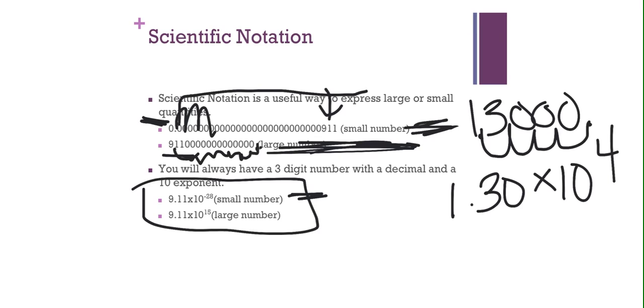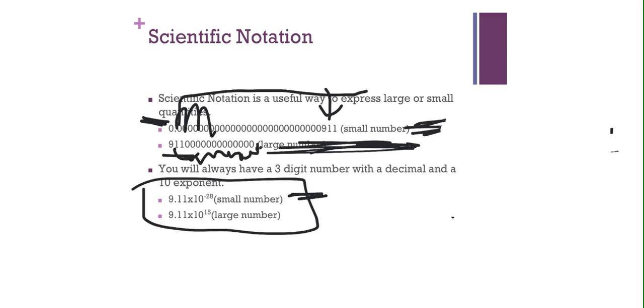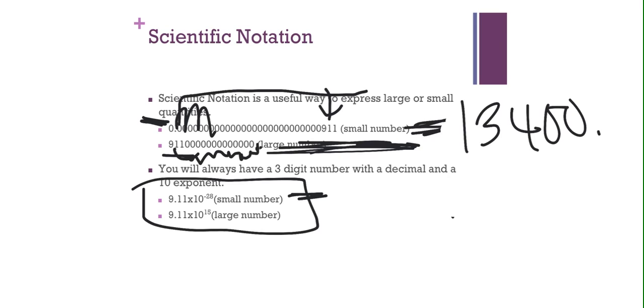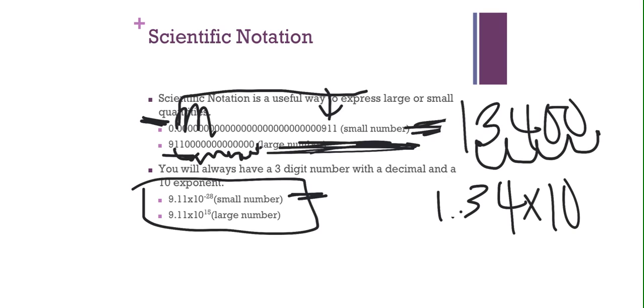Let me erase this and show you if I had, let's say, 13,400. Again, my decimal's right here. I would just move it 1, 2, 3, and 4. 1.34 times 10 to the 4th. That's how you'd write that in scientific notation. Same idea for really small numbers, but now we're going in the opposite direction.